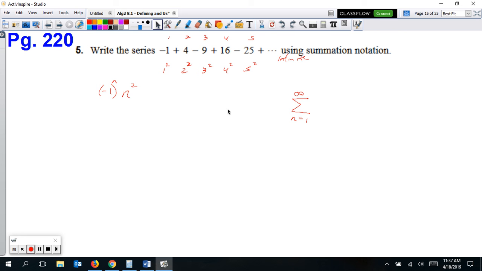And then our rule, we're just going to write this now over here next to it. So I'm going to say my -1 to the n, and then times n squared. There's my rule. So that whole thing is the summation notation for this series.